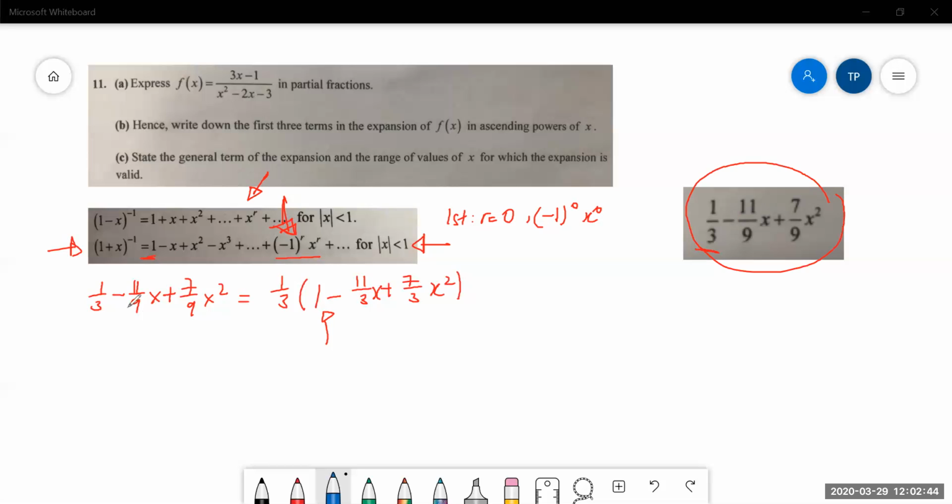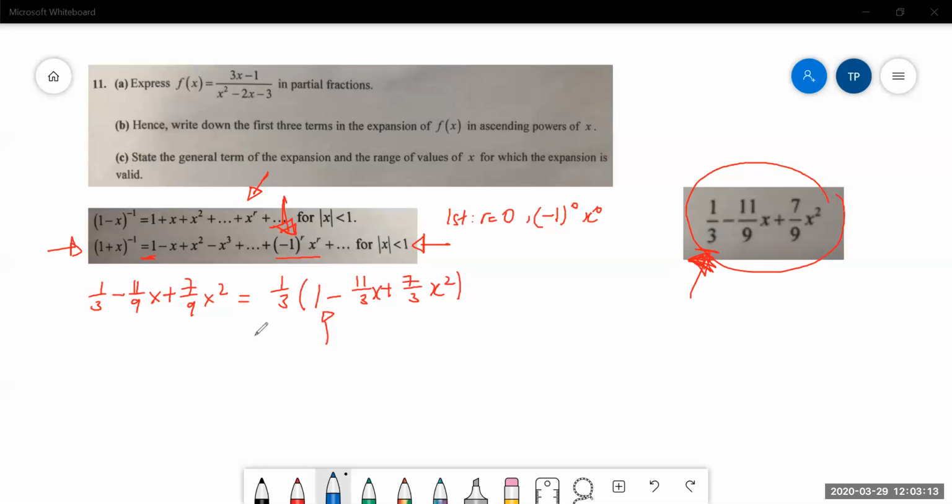So now what I did was I took out 1/3 first. I took out 1/3 because in order for us to fit this formula, we have to make sure that the first term is the number 1. Right now our first term is 1/3 over here. So that's why I took out 1/3 first.